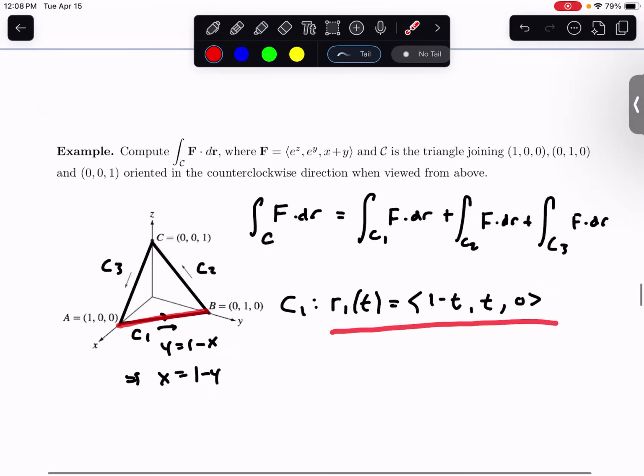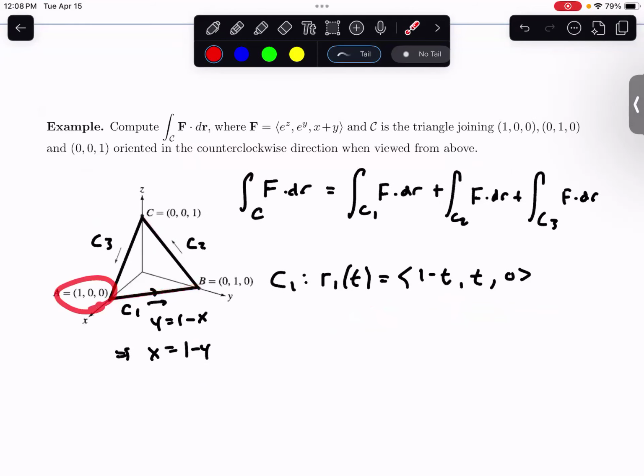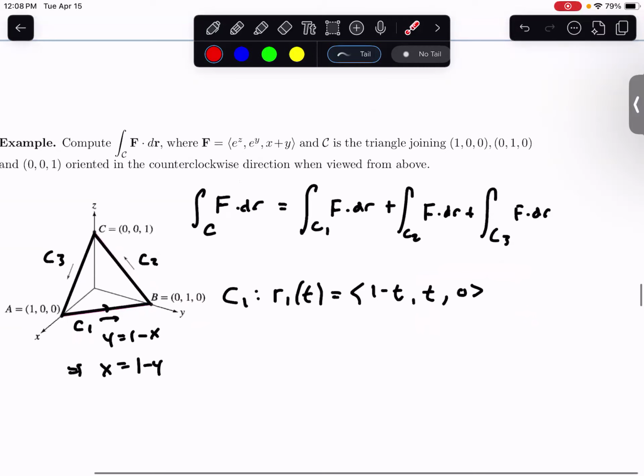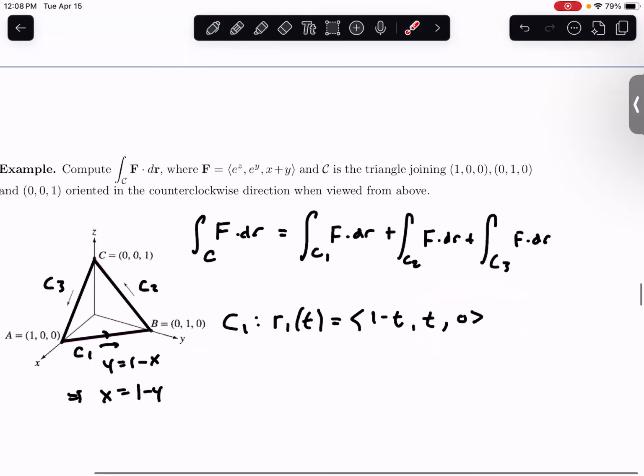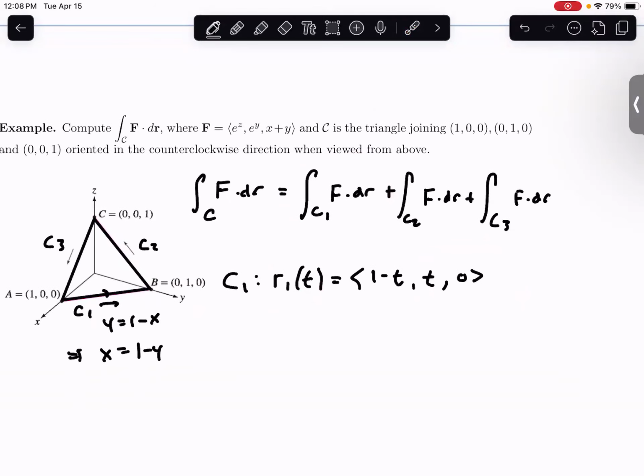I think it's easier to just think in terms of when t is equal to 0, we need the point (1, 0, 0). This would work. And when t is equal to 1, we have to have the point (0, 1, 0). So this, again, would end up working. And so now, if we want to find this integral, we need to find the derivative of this. And then we also need to find the composition of f with this curve. And then we need to take the integral of the dot product.